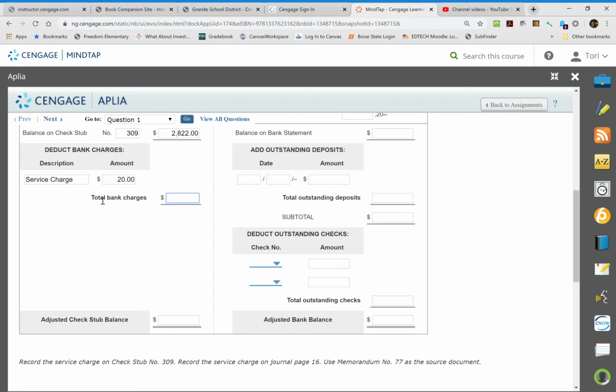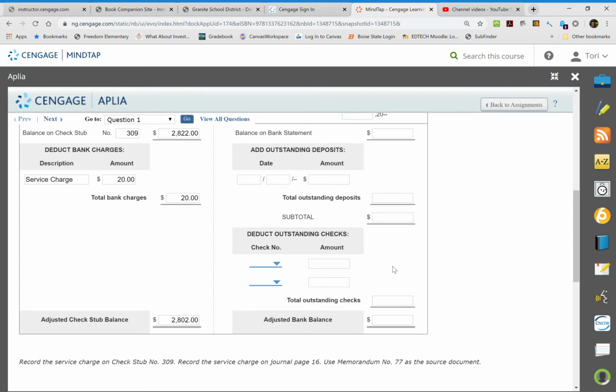We will total up all. If we had multiple surcharges, we would total those up. We only have one, so we're just going to put in 20. Then we would subtract that, because really nice, it says deduct over here. And we'll subtract that, and that is how much our bank is recording us having.